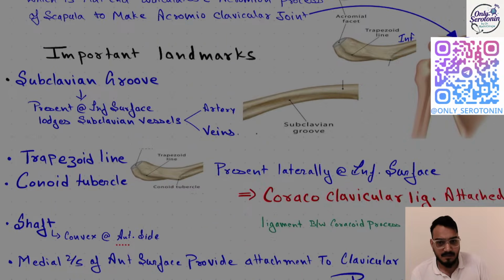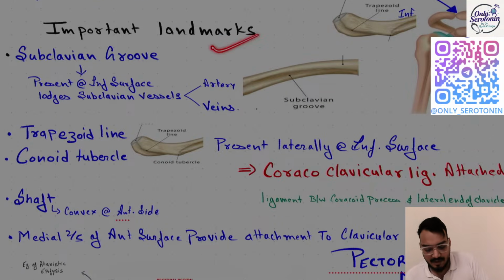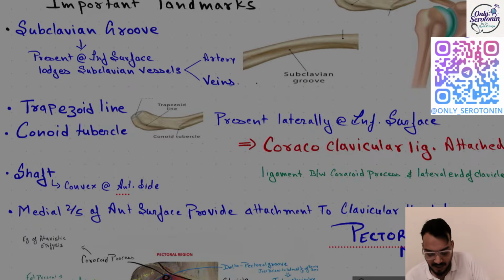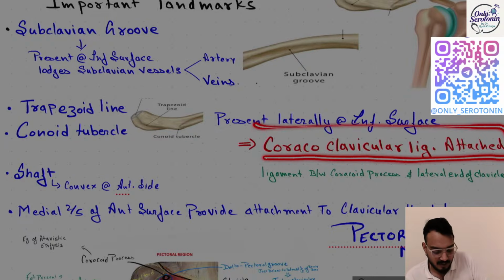What are the important landmarks? We have already discussed it. Let's discuss it again, guys. It is subclavian groove. This subclavian groove is having subclavian artery and subclavian vein, right? Then we are having the trapezoid line and the conoid tubercle. They are present laterally anterior to the inferior surface, and from here you are having coracoclavicular ligament.